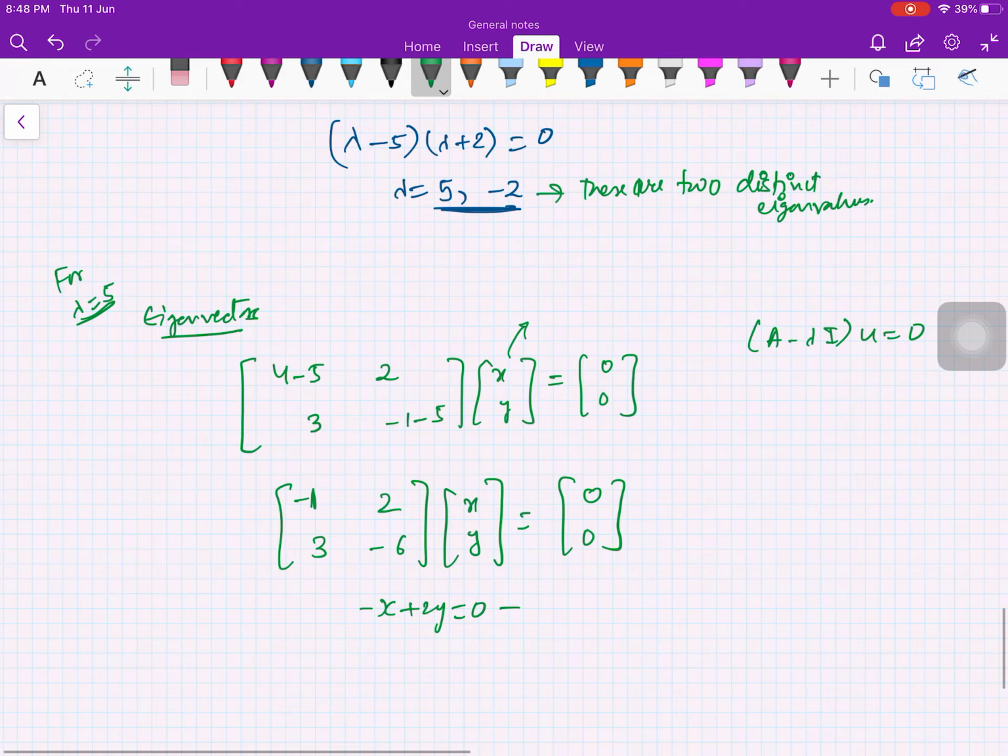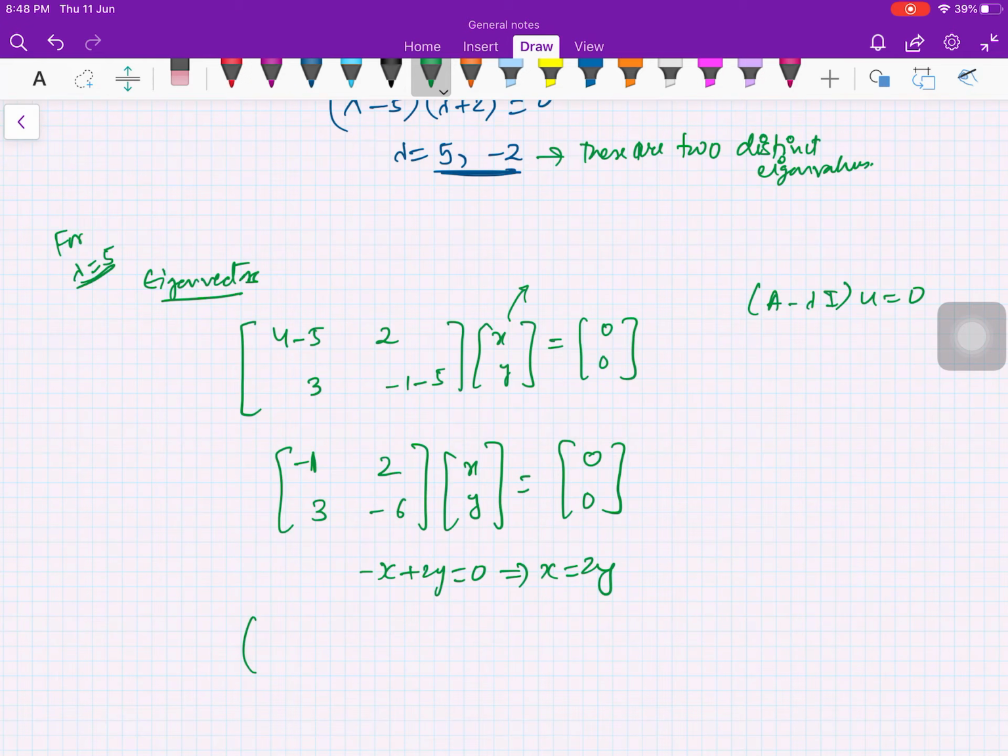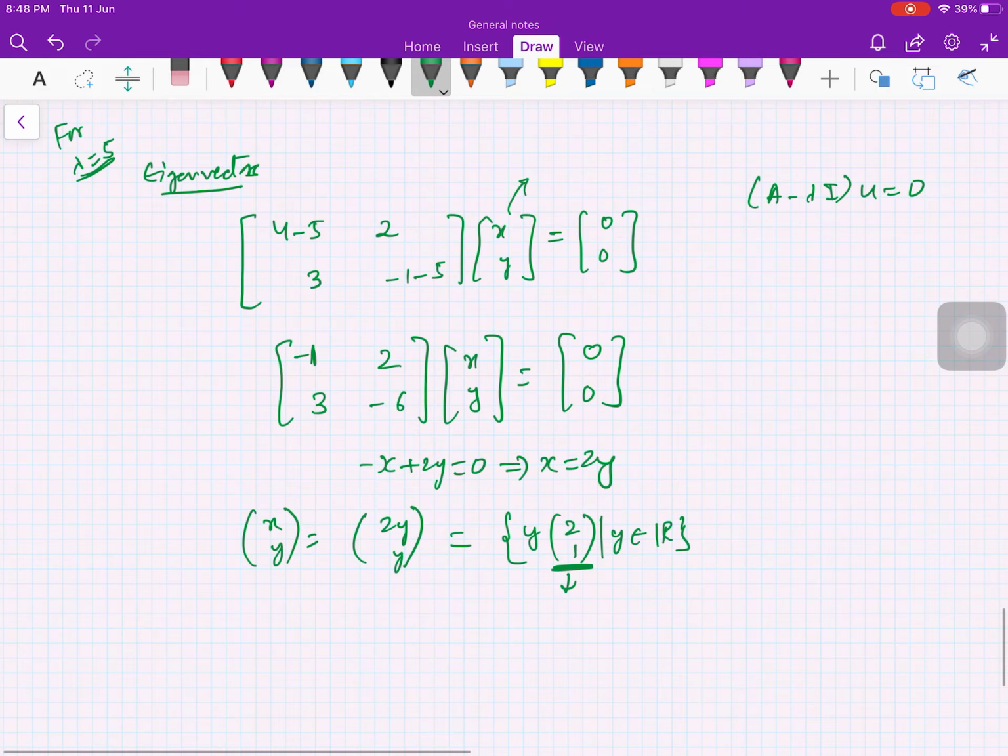So you'll get minus x plus 2y equal to 0, so x is equal to 2y. So your eigenvector (x, y) looks like (2y, y). This looks like y times (2, 1). So these are all the eigenvectors, where y can be any real number. One particular eigenvector we get is (2, 1).